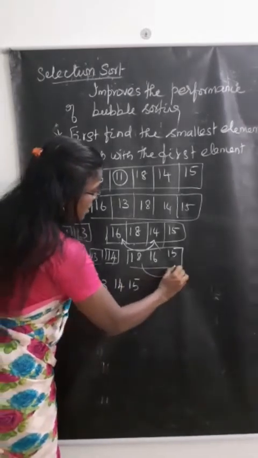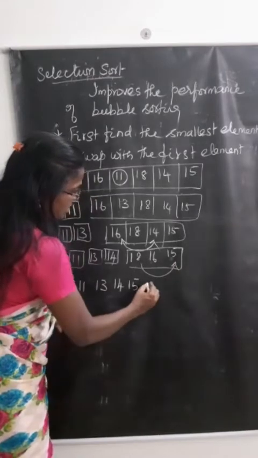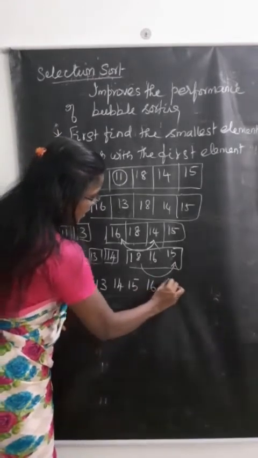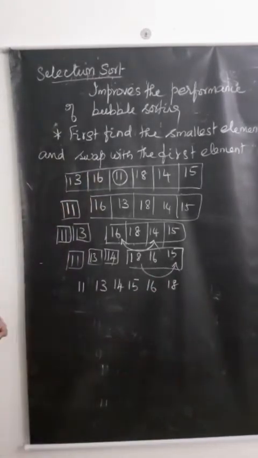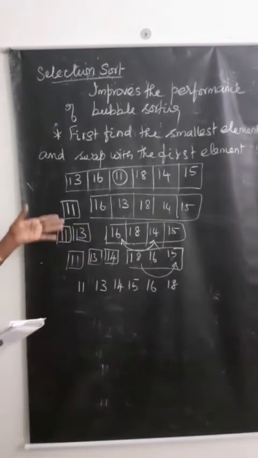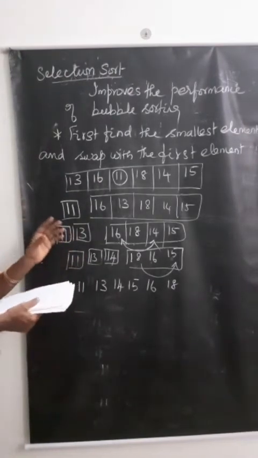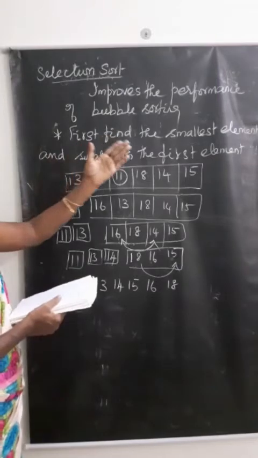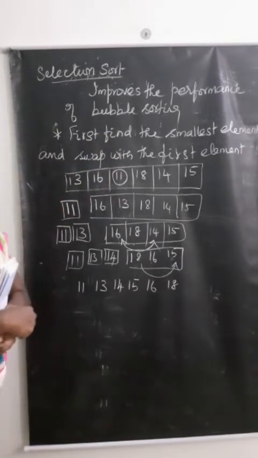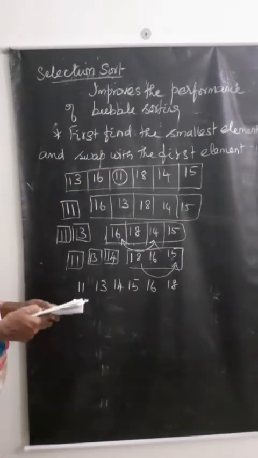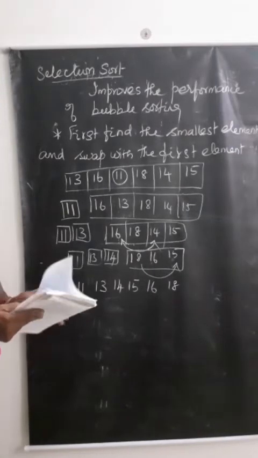Again in the 15th position, now 18 is swapped. See, 16 and 18. Here comes the sorted array. The key point is to first find the smallest element and swap it with the first element. In this manner, the selection sort takes place.